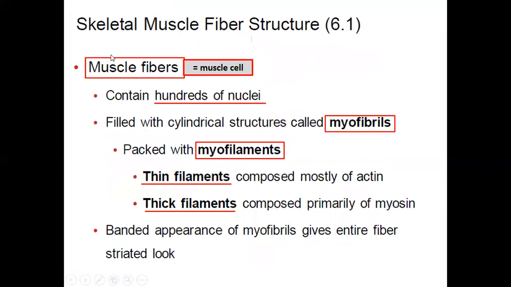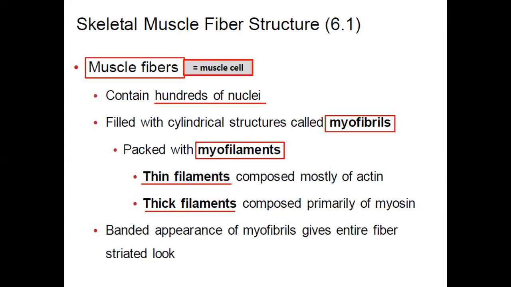So muscle fibers are the same thing as muscle cells. Skeletal muscle fibers contain potentially hundreds of nuclei. There's a bunch of really small cells called myoblasts that fuse together to form one functional skeletal muscle cell or fiber. And that's where they take basically all the nuclei from those myoblasts, fuse together with their membranes, create a muscle cell with bunches of nuclei.